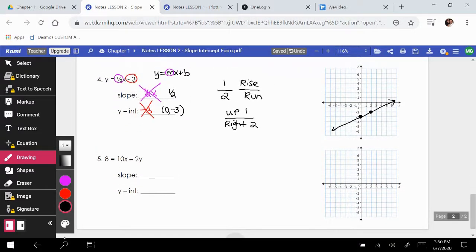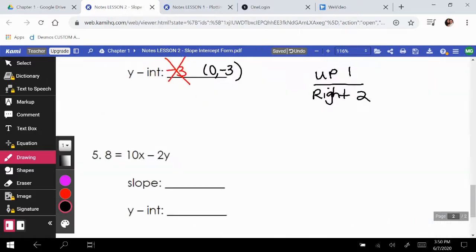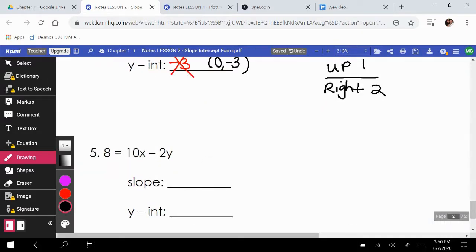Ooh, and the last one is tricky. Okay. This is what we called standard form. Notice that it's not in the form y equals mx plus b. So we cannot easily identify the slope and the y-intercept. So my goal is going to be to get it in this form. We're going to have to rework this problem a little bit here to get y by itself.